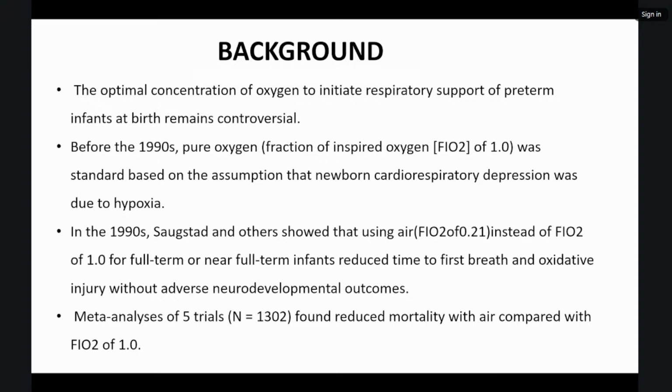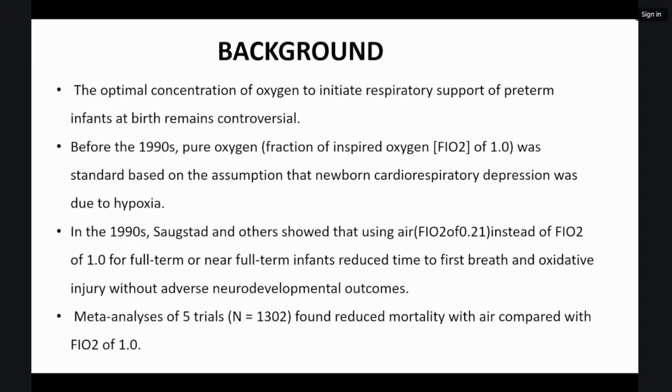So coming to the background, why is this trial needed? We all know that the optimal concentration of oxygen to initiate respiratory support of preterm infants at birth still remains controversial. Which percentage of oxygen can be used for resuscitation, especially for preterm neonates who need respiratory support at birth? Before the 1990s, pure oxygen, that is 100% oxygen, was standard, based on the assumption that newborn cardiorespiratory depression was mainly due to hypoxia.